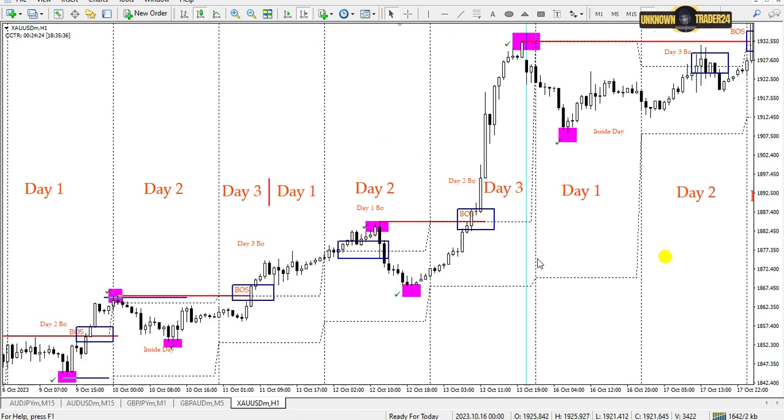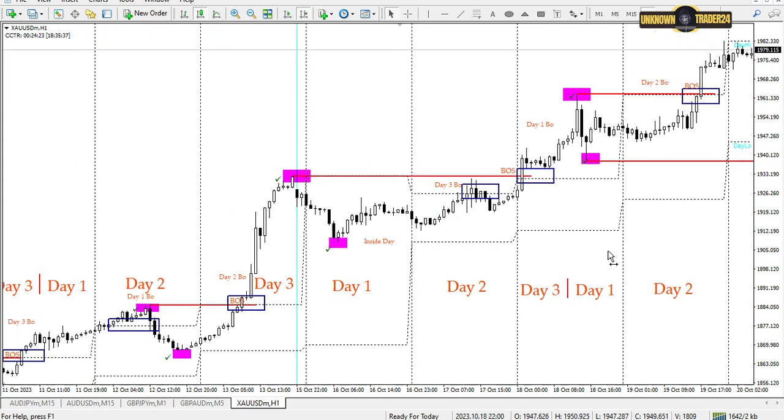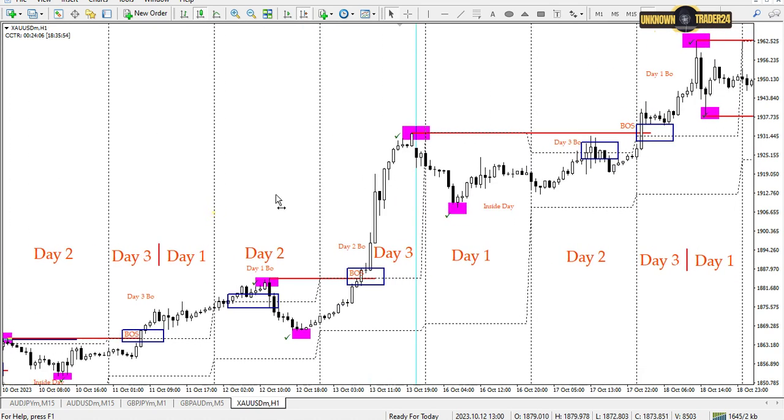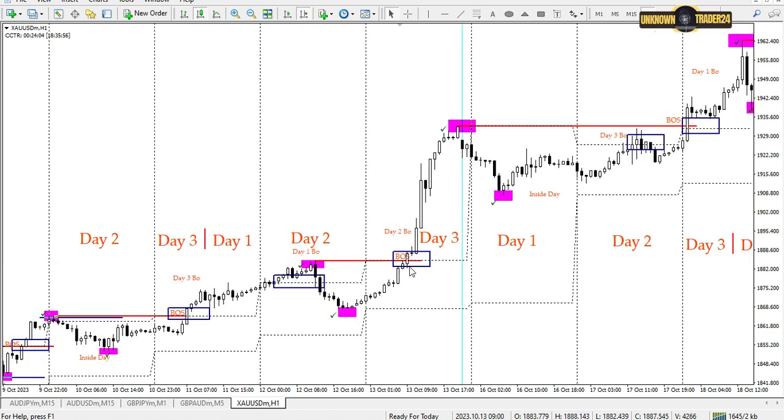Okay, so now once we know the day we are on, either day 2 continuation or day 3, I love day 2 continuations, but I also love day 3. Day 2 continuations mostly, for example, if it's going to continue on day 2, the target will mostly be the high of the previous day. That's the minimum target. Once it's reached, you can just trail your stops and allow it to go.